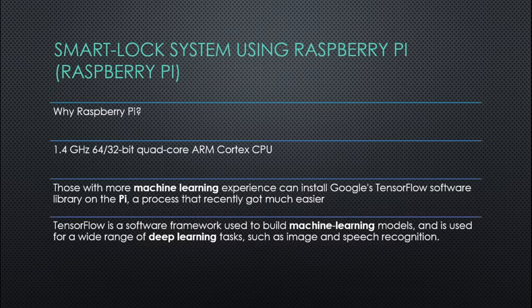Now, the smart lock system using Raspberry Pi. Why am I using Raspberry Pi here? This board has good processing power. It has a clock speed of 1.4 gigahertz, and it is a 32-bit quad-core ARM Cortex CPU. So it means that I can use my machine learning libraries here easily. Machine learning libraries like TensorFlow, NumPy, dlib, OpenCV run flawlessly on Raspberry Pi.